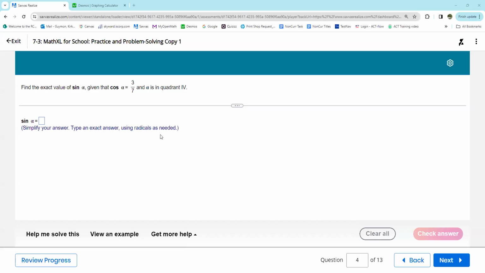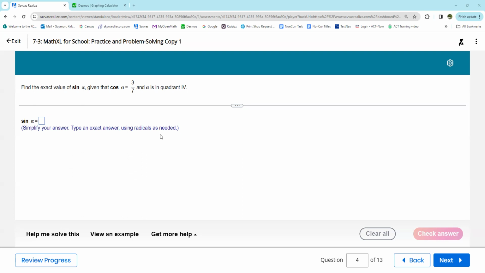Welcome back, everybody. We're still here working on some Savvas. Maybe it's your first time, or maybe you haven't been working on it. So let me help you out with this problem. This is the fourth problem I assigned on this lesson for you. It is lesson 7-3, trigonometry, and we are looking for the sine when we know the cosine is 3/7.